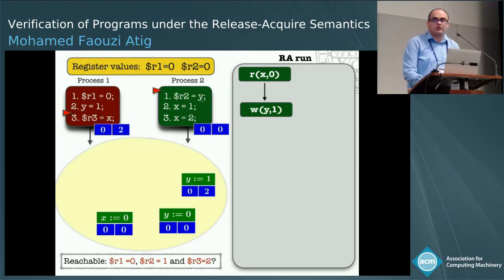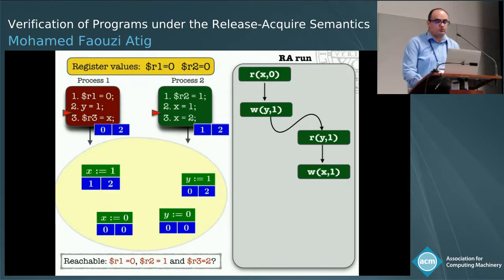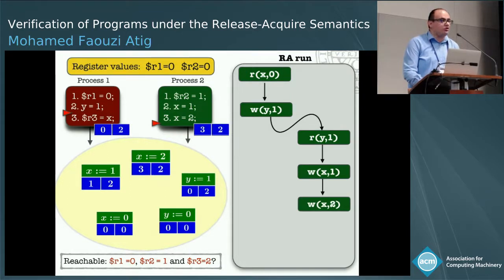He would like to read the value of y. Now he has the option of reading either y equal to 0 or y equal to 1. So let's assume that he chooses to read y equal to 1. And then he will do two write operations, setting x to 1 and then setting x to 2. And then we resume the execution of the first process.